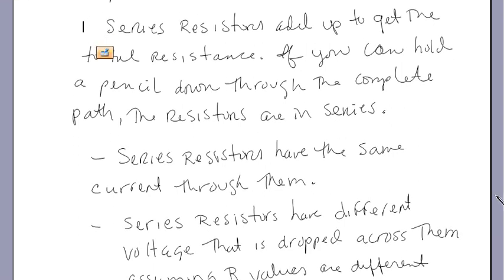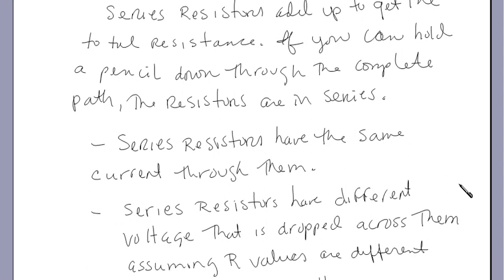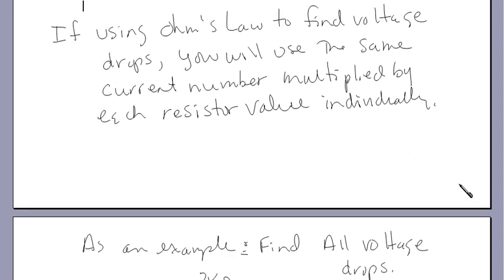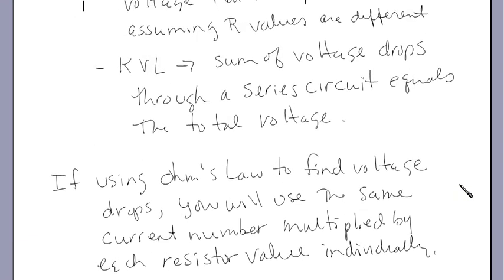Series resistors have the same current through them. Series resistors have different voltage that is dropped across them, assuming the resistor values are different. Kirchhoff's voltage law says that the sum of voltage drops through a series circuit equals the total voltage. So basically when you go around the closed loop in that circuit, the voltage drops across the resistors will all add up to the source.